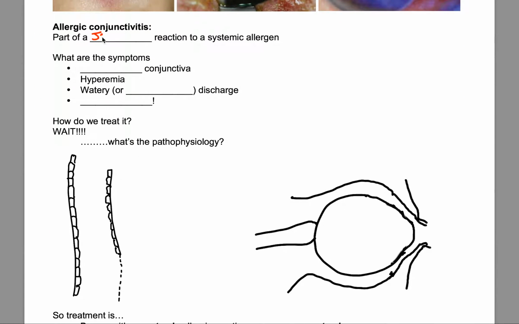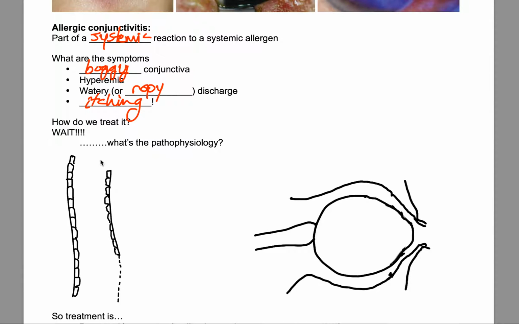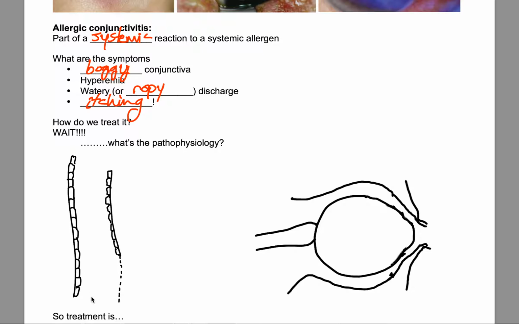Now, allergic conjunctivitis is part of a systemic reaction to a systemic allergen, and the symptoms include a boggy conjunctiva, hyperemia, watery or ropey discharge, and of course, itching again. Now, how do we treat it? Well, wait a minute, let's back up and think just a little bit about the pathophysiology, because that will inform our treatment. When the body is exposed to a systemic allergen initially, it creates IgE against that allergen and wipes it away with no serious reaction. But that IgE hangs around and tends to bind to the Fc receptor on mast cells, and it just sits there waiting.